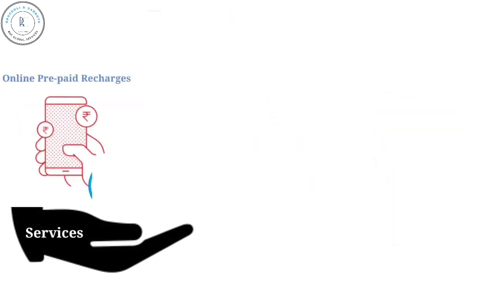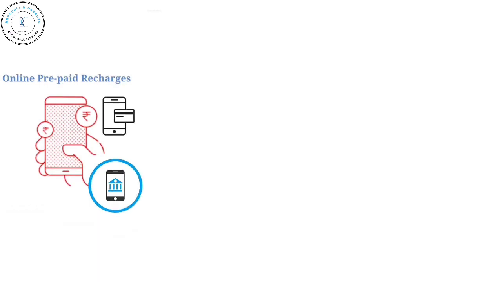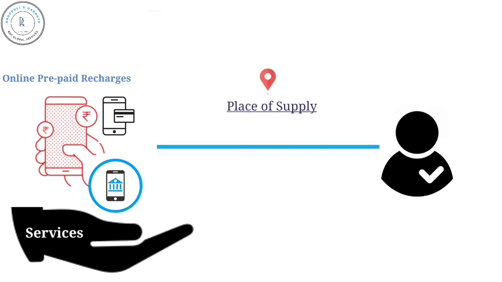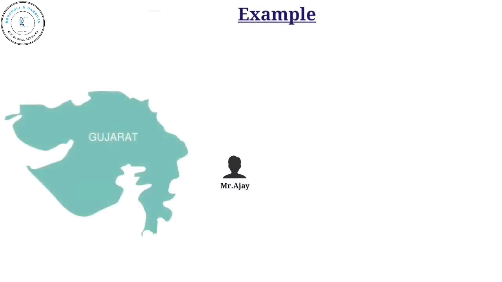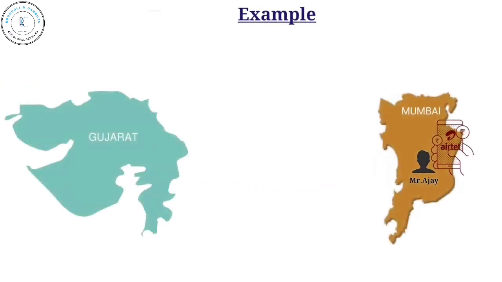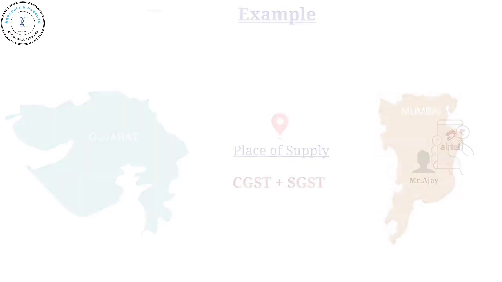If the services of online prepaid recharges, internet banking, or other electronic mode of payment are provided to any person, then the place of supply will be the location of the recipient of services, on the record of the supplier of services. Example: Mr. AJ, Gujarat, goes to Mumbai and recharges his Airtel mobile online from Mumbai. Place of supply will be Gujarat. CGST and SGST will be levied. So, that is all for this topic.